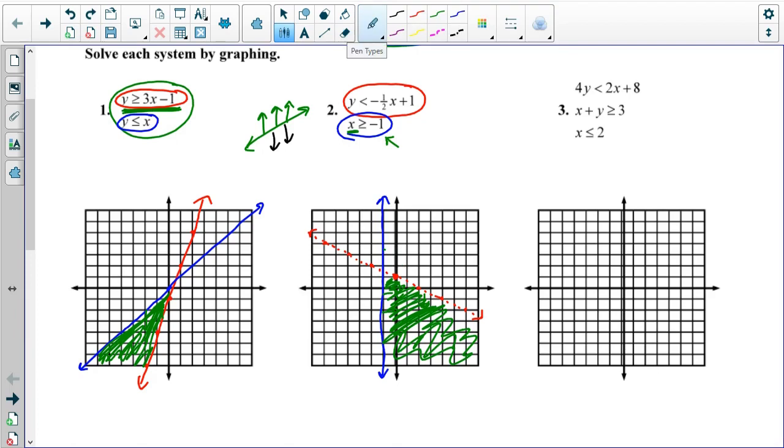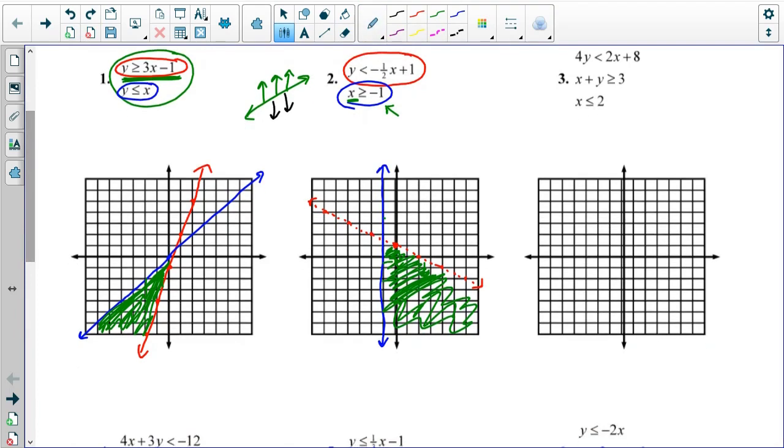Problem 3 has 3 lines that we have to take into account. X is less than or equal to 2. I'll draw that one pretty quickly because, by the way, this black line got slightly off of the center, but that's the y-axis. So I need x is less than or equal to 2.